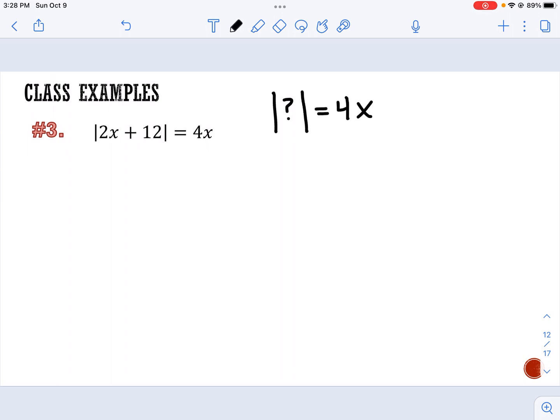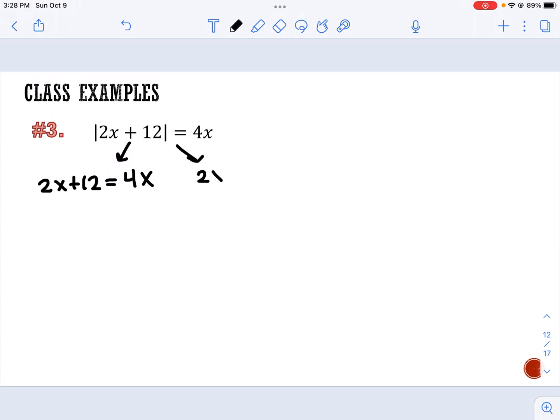All right? Well, ignoring the value of x for a moment, we're going back to basics. The absolute value of something, whatever's inside my absolute value signs, can be equal to 4x, or it can be equal to negative 4x. So we're going to apply that same idea to my original problem. The expression inside the absolute value signs, 2x plus 12, can equal 4x, or 2x plus 12 can equal negative 4x. All right, don't get alarmed by that.